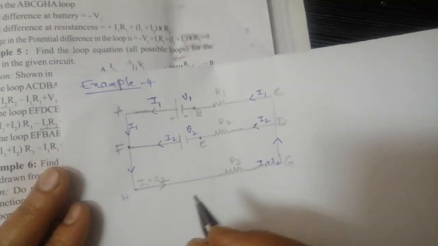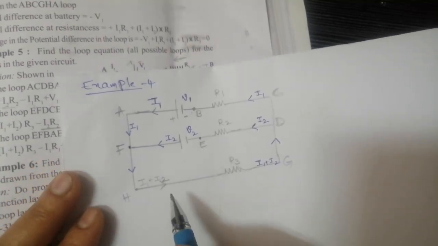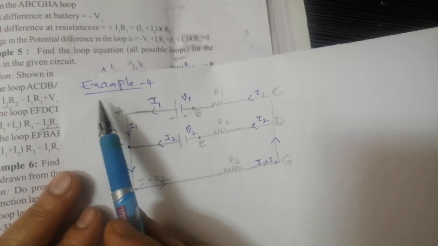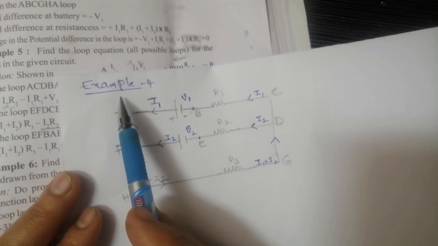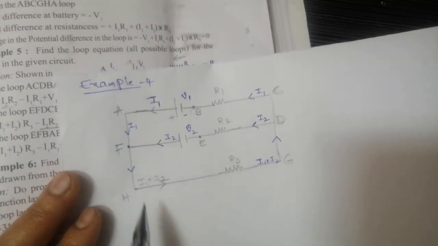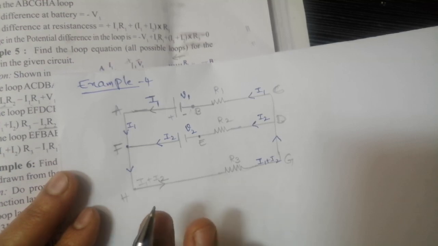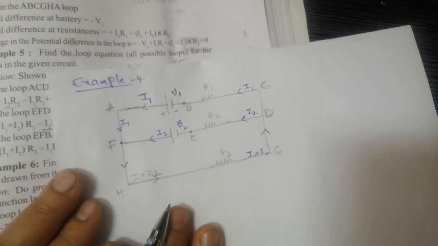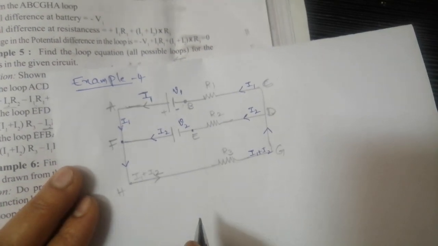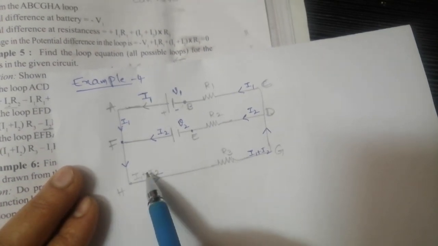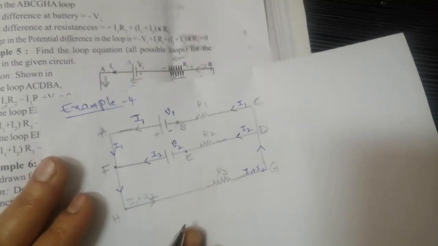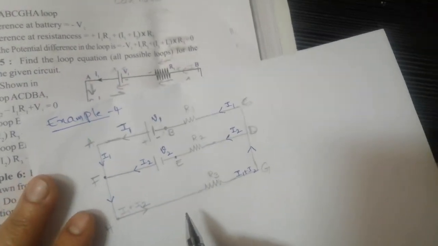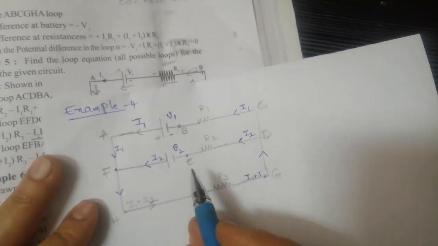Hello everyone. In the earlier video we saw how to write the loop equation in example 3. Now in example 4 also we will see how to write the loop equation, so that the total concept of loop equations will be clear for you and you will be able to write the loop equations for any circuit diagram. Here I have drawn the example 4 circuit diagram on paper, so that it will be easier for you to understand.